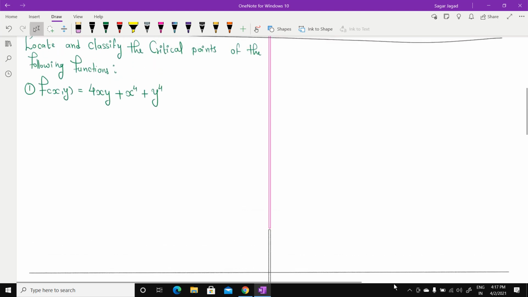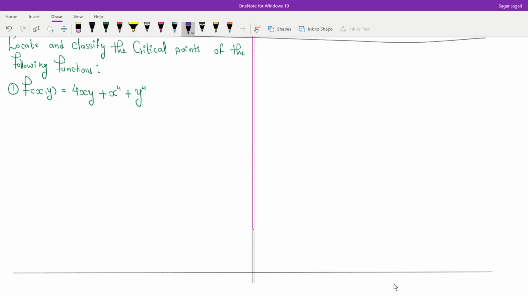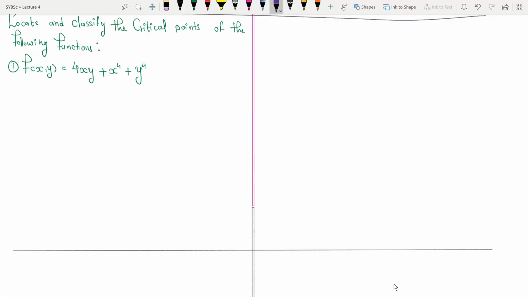Okay, so locate and classify. Let me just go to the full screen now so you guys can see better. Okay, so locate and classify the critical point for the following example. First thing I need to find out is the critical point, that is nothing but stationary point.